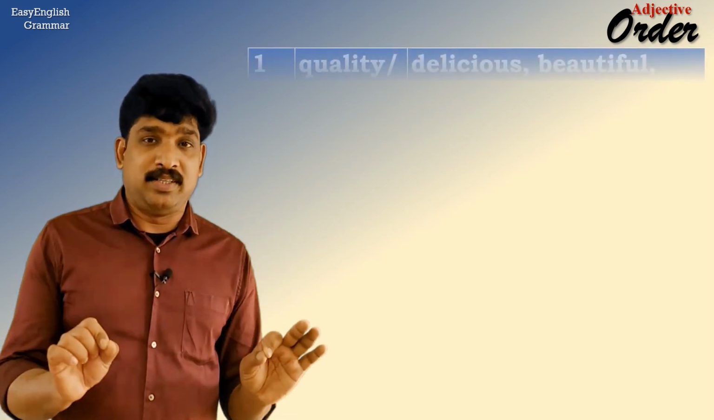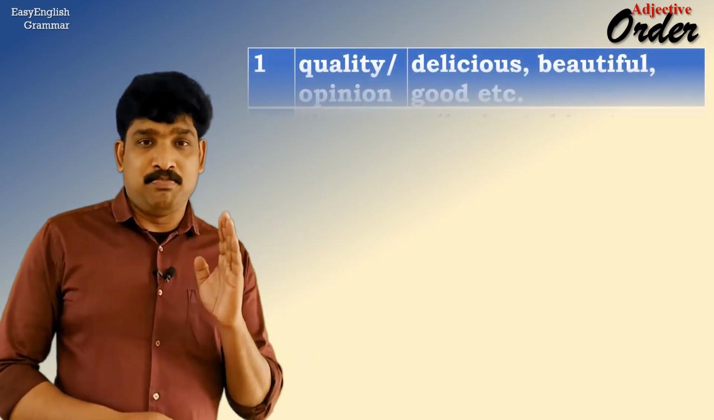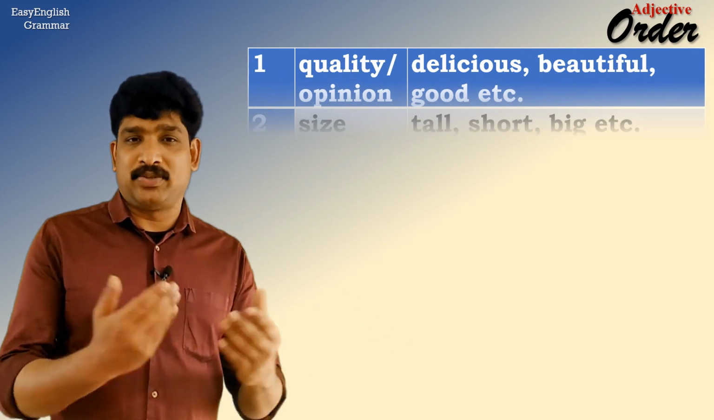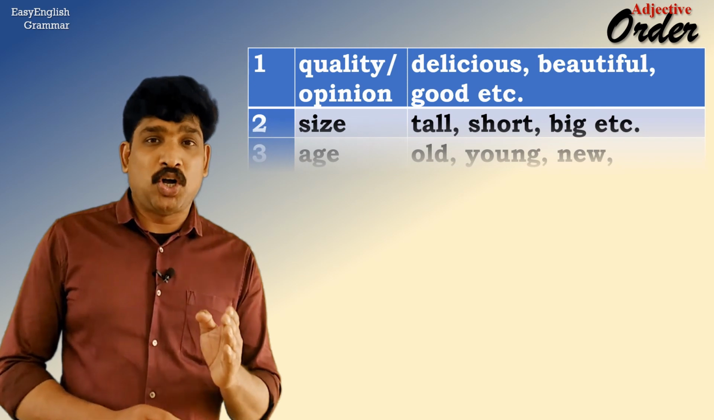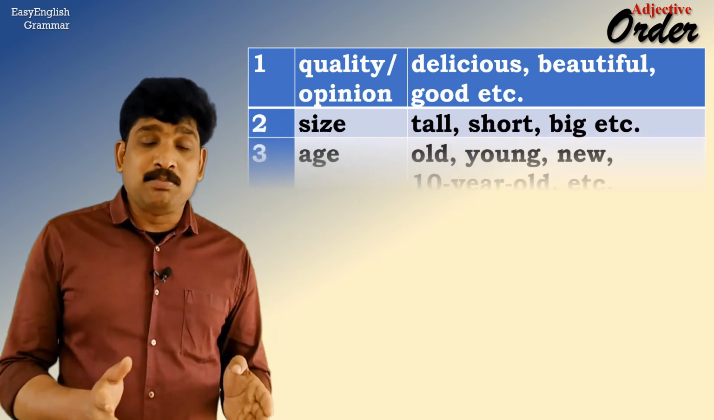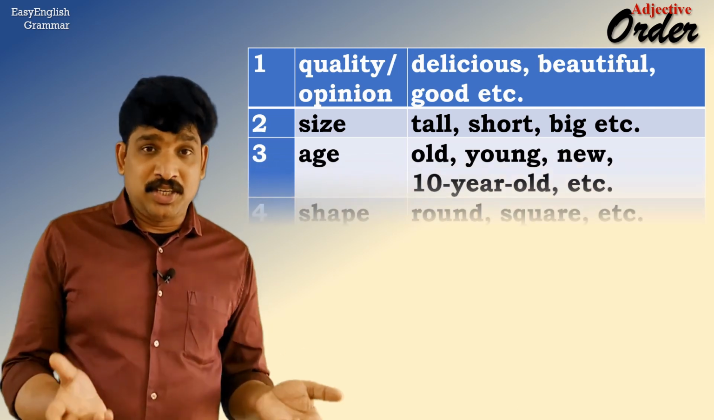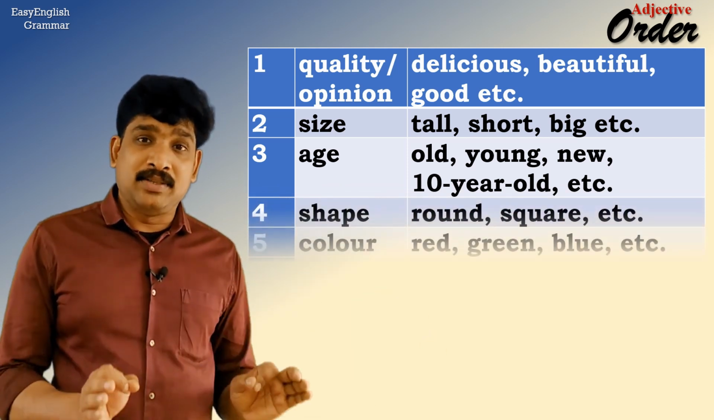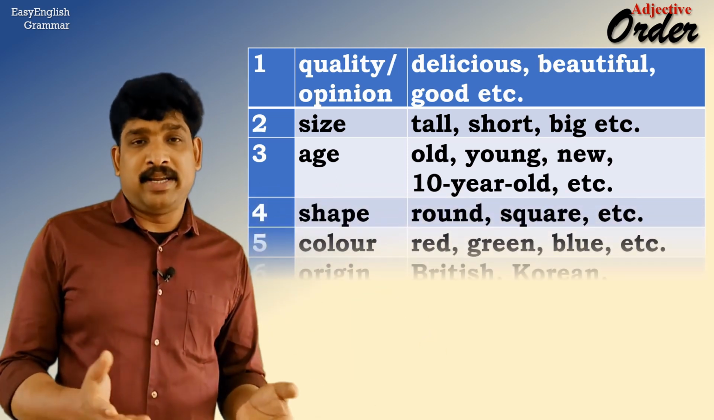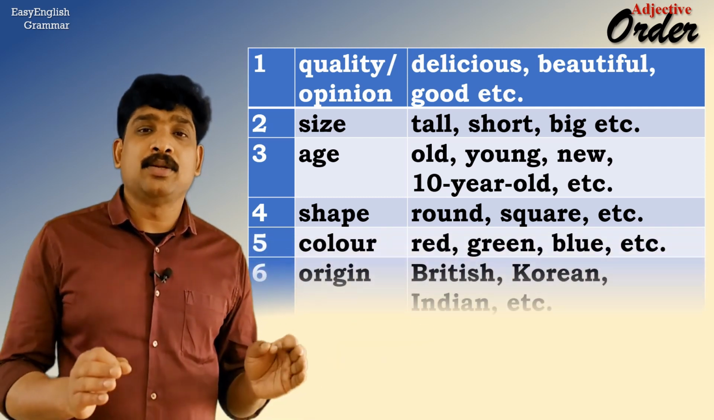First, we will use the adjectives describing quality or giving your opinion, like delicious, beautiful, good, etc. Then we talk about size, adjectives like tall, short, big, etc. Then comes age, like old, young, new, 10-year-old, etc. Then comes shape, adjectives like round, square, etc. will be used. Then color, red, green, blue.